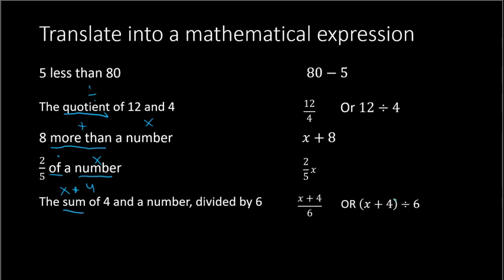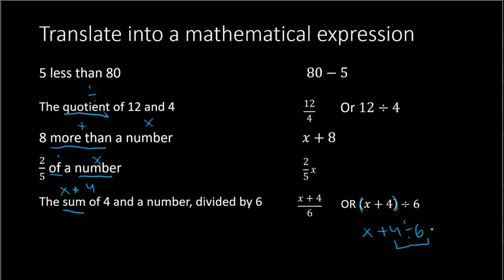But just keep in mind that if you do write it the second way, you put parentheses around x plus 4. Because this entire number, whatever this equals, we take that and divide by 6. If you do not put parentheses around it, then remember order of operations: you would actually have to do 4 divided by 6 first, and then add the x after, which would give you a totally different answer. So the parentheses are important.